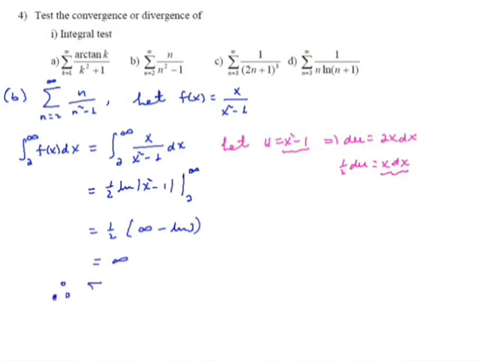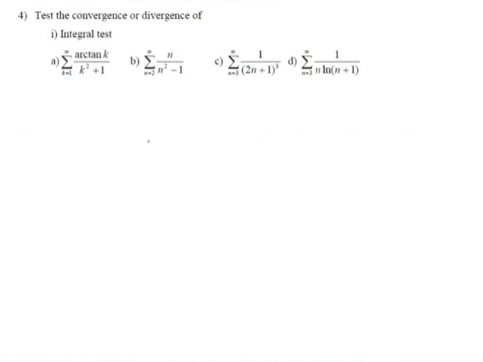Therefore the series n starting from 2 up to infinity of n over n square minus 1 is divergent. So this series diverges.